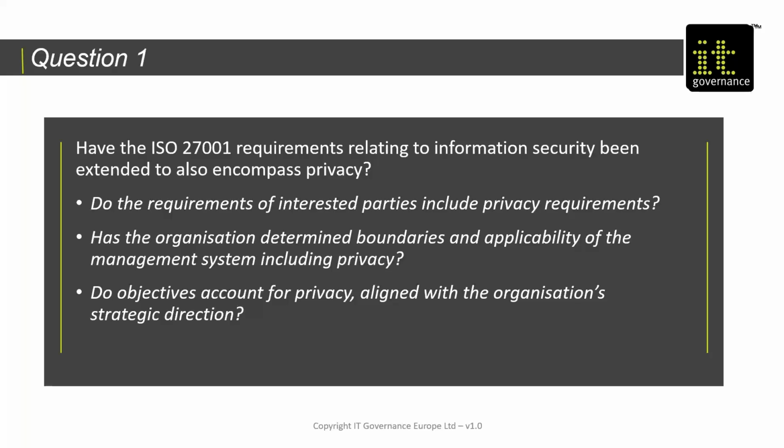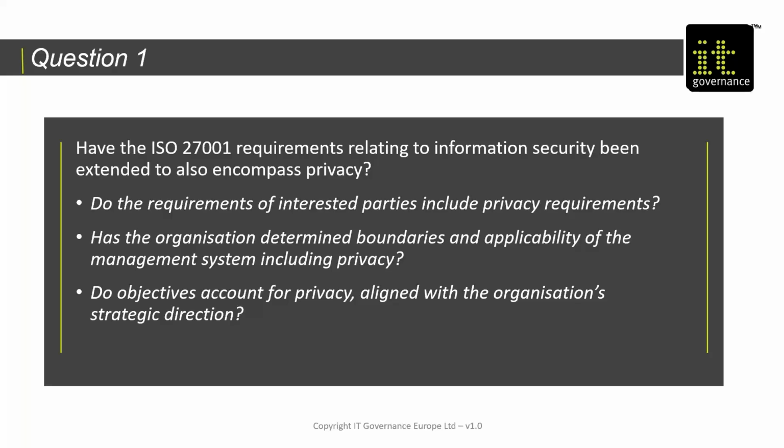My second sub-question asks, has the organisation determined boundaries and applicability of the management system, including privacy? So the boundary and applicability of the management system is defined as per the scope and the statement of applicability. So you'll be asking to see both. The ISMS scope should have been updated or amended to now include the processing of PI. And the statement of applicability should have been updated to include the 27701 Annex A and Annex B controls, including a justification for inclusion or exclusion.